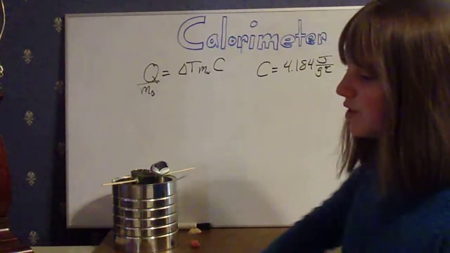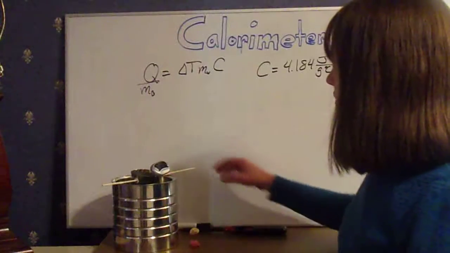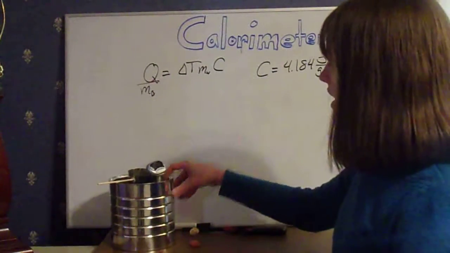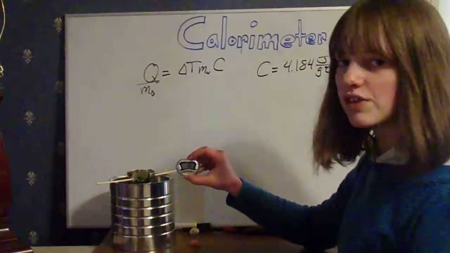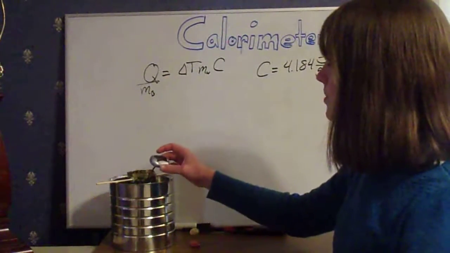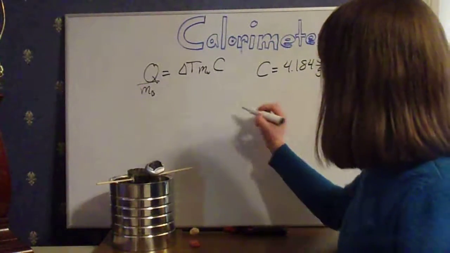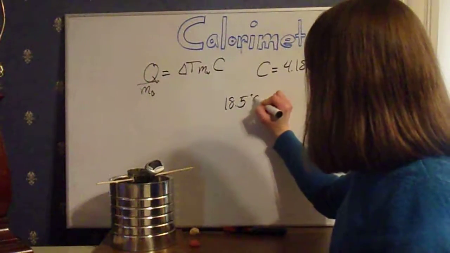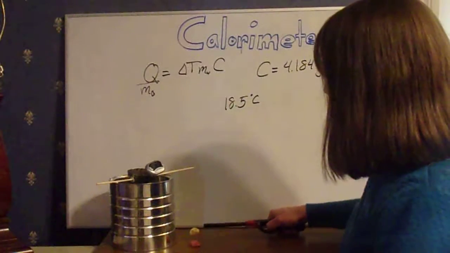So to do this, what we would do is, we have our big coffee can with its bottom cut out and a pop can with water in it, and then this is a thermometer that can read in Celsius. So we're going to measure the water beforehand, which is 18.5 Celsius, and then we are going to light the food.